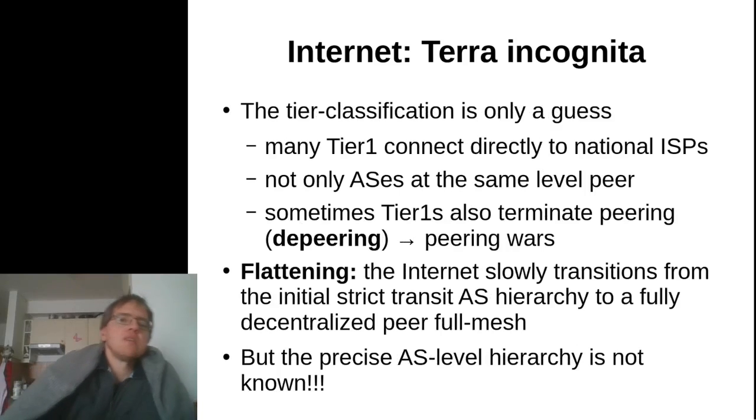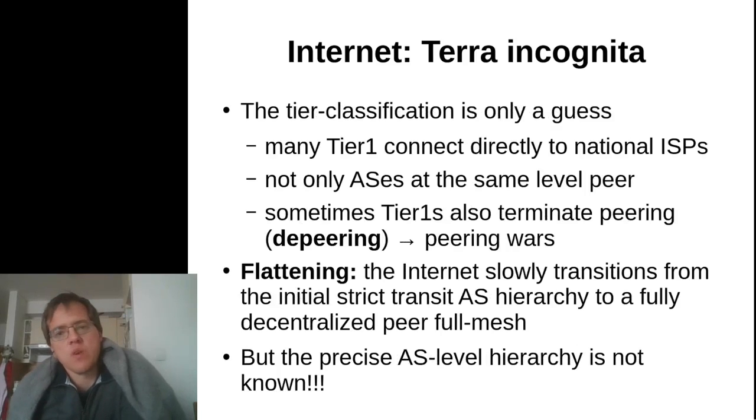So this is only a mental model for ourselves to get a big-picture understanding, but the reality is in fact much more messy than that. And of course, there are lots of cases when tier 1s also terminate peering, so it might not always be the case that there is a peer full mesh between tier 1s. This is called a peering war, and whenever a peering war like this comes up, you can be sure that it will be a leading news item in the related portals reporting.